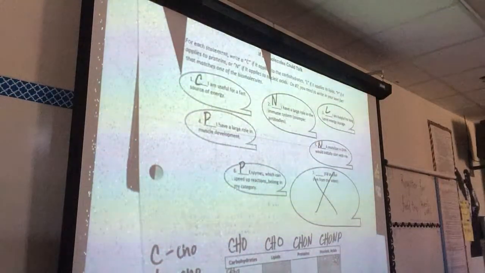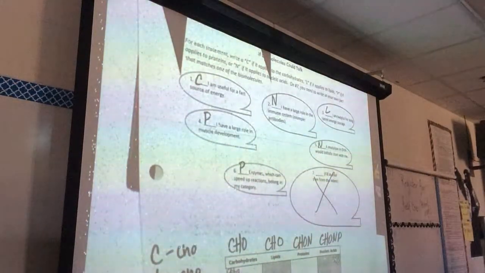Number 2, has a large role in the immune system. What biomolecule makes or codes for what your body makes? Not nitrogen. It has nitrogen in it. You're right. It's a nucleic acid. All right. So number 2, you're going to write N for nucleic acid.